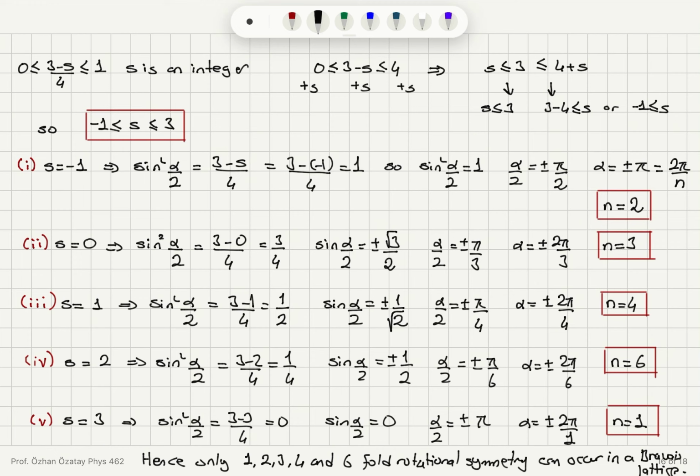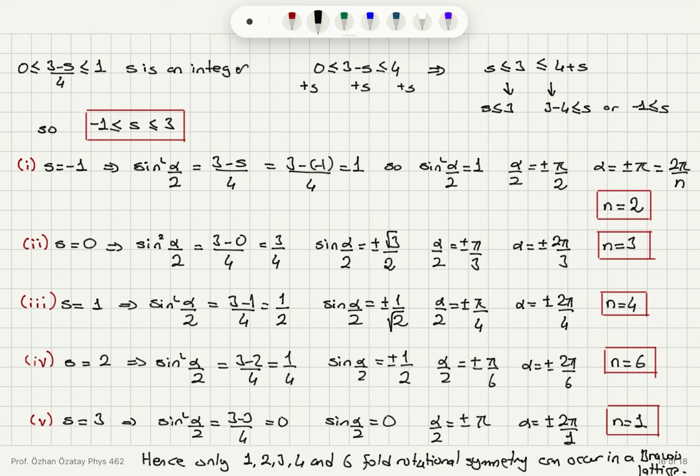When s is equal to 0, I obtain sine square alpha over 2 is 3 minus 0 over 4, which is 3 over 4. So sine alpha over 2 is plus or minus square root 3 over 2. And alpha over 2 is plus or minus pi over 3, so it's 60 degrees. Sine 60 is square root 3 over 2. And alpha is plus or minus 2 pi over 3, in the form 2 pi over n, where n is equal to 3.